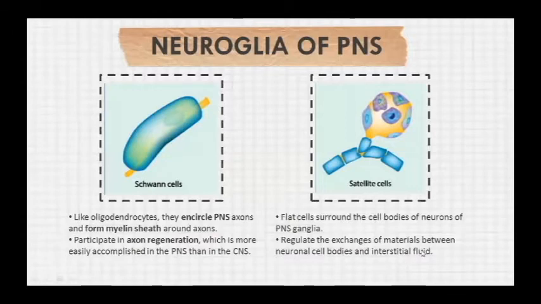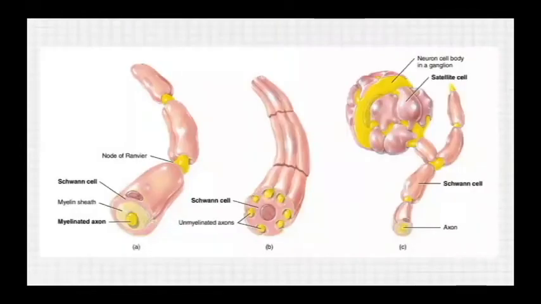So these satellite cells surround the cell bodies. This is much different because it doesn't have similar cells within the central nervous system, as it's only found in the peripheral nervous system. So they basically surround the cell bodies and regulate the exchange of materials and waste between the cell bodies and the interstitial fluid.